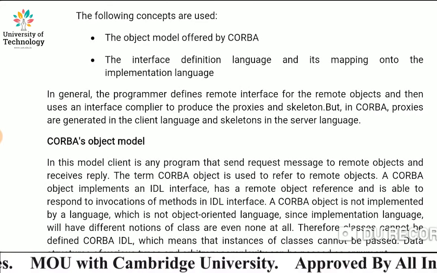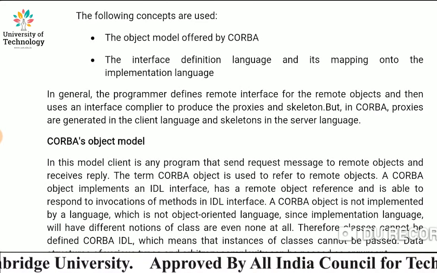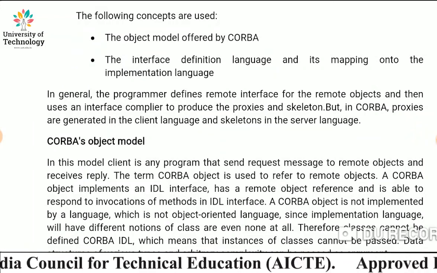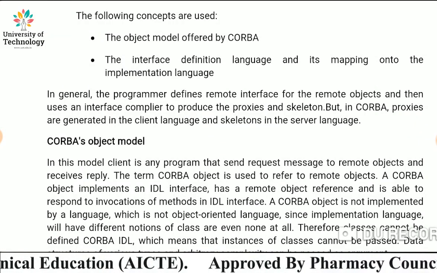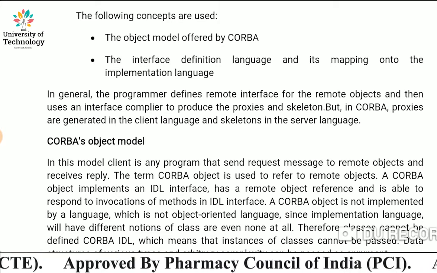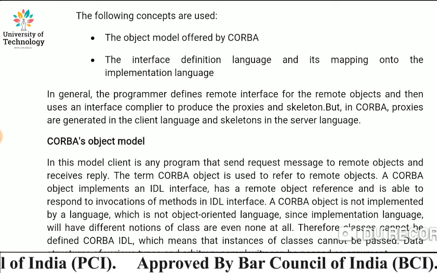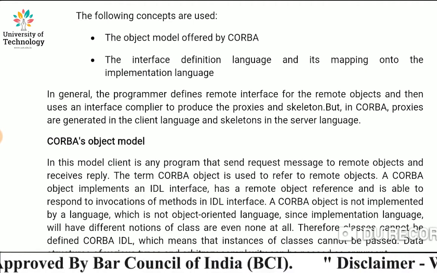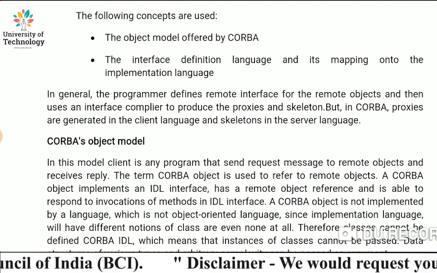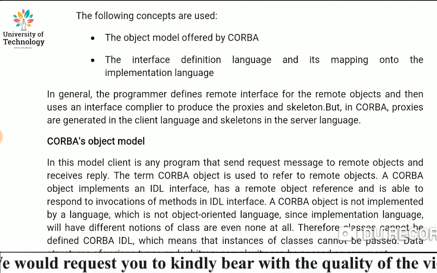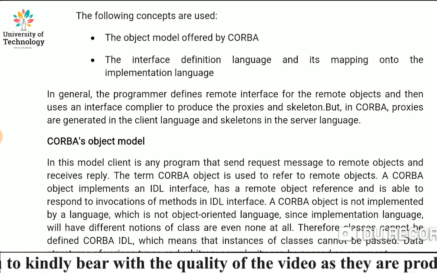Next, Corba's object model. In this model, a client is any program that sends request messages to a remote object and receives replies. The term Corba object is used to refer to a remote object. A Corba object implements an IDL interface, has a remote object reference, and is able to respond to invocations of methods in its IDL interface.